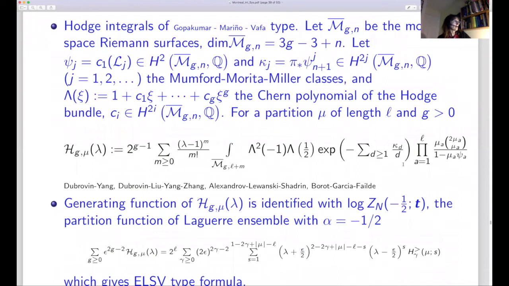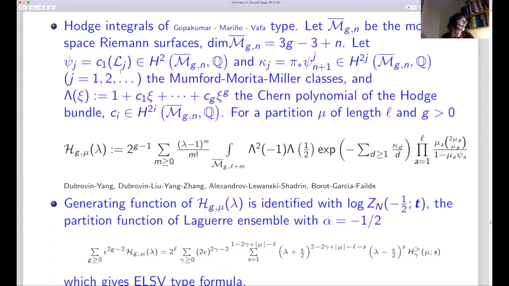These OG integrals were introduced by Gopakumar, Marino, and Vafa. Basically they are given here. You have your moduli space of Riemann surfaces, compactified, M_{g,n} bar, of dimension 3g minus 3 plus n. If you want to integrate on this space to get a non-zero number, you have to put a number of forms which have the same dimension as the space. So which forms are considered?